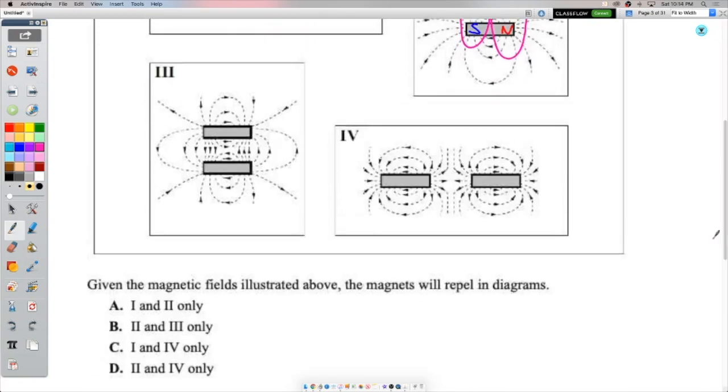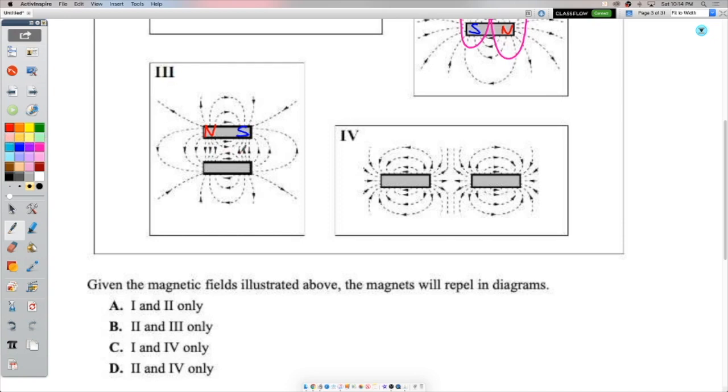Good. All right. Let's look at this one. So where do they leave? Where do they enter? Looks like on this one, they're leaving this side. So there's our north, okay? And then they're entering over here. So there's our south pole. Cool. Okay, now let's go down here. Again, look at those field lines. What does that make you think?